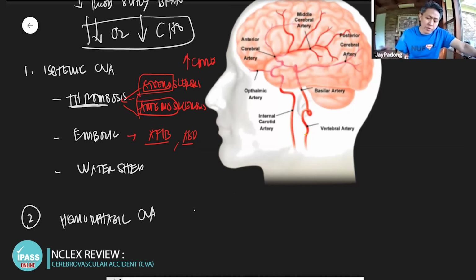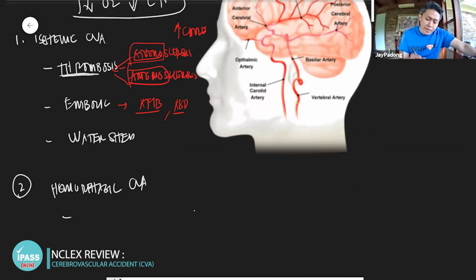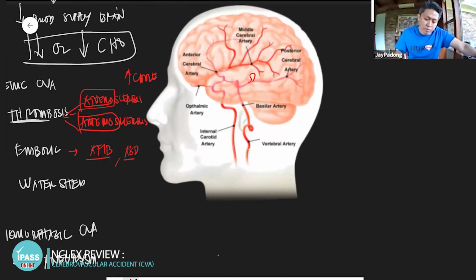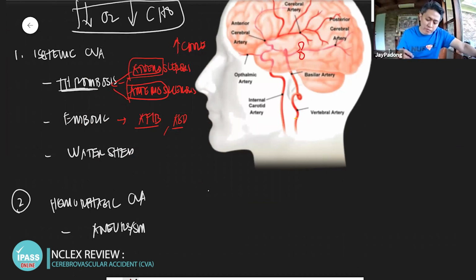Your hemorrhagic CVA is brought about by aneurysm. If this is your blood vessel, for example, an aneurysm is like this, an outpouching. We call one type a berry aneurysm. The other one is AV malformation, or arteriovenous malformation.